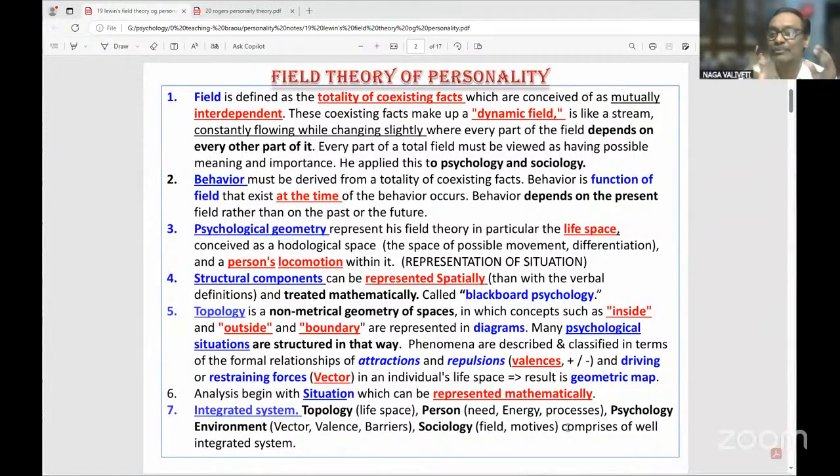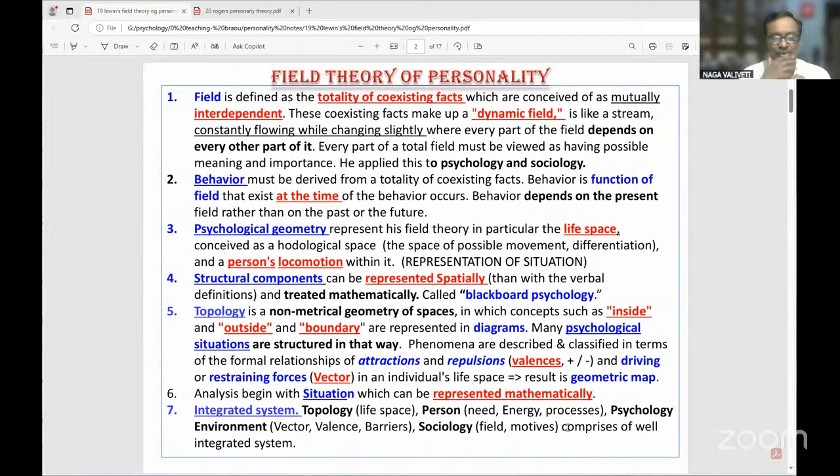Then you will be moving forward. The locomotion is established and we will be moving in that field and achieving that goal. If the barriers are more, you will not be achieving. If these barriers are more than the forceful component, then there can be conflict within you also. This is how we explain.